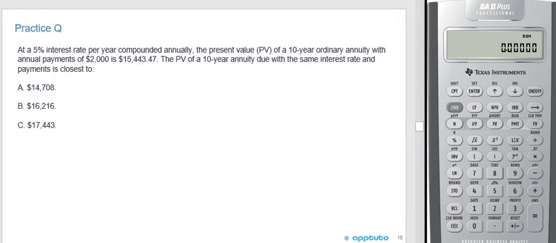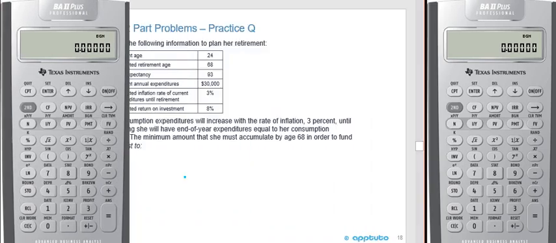So a quick little practice question for you. At a 5% interest rate compounded annually, the present value of a 10-year ordinary annuity with annual payments of $2,000 is $15,443. The present value of a 10-year annuity due with the same interest rate and payments is closest to what? A, $14,708, B, $16,216, or C, $17,443. So it's asking you to calculate the present value of an annuity due.